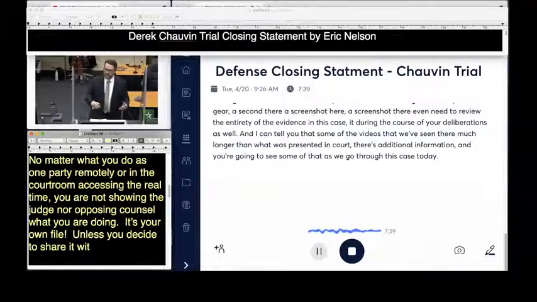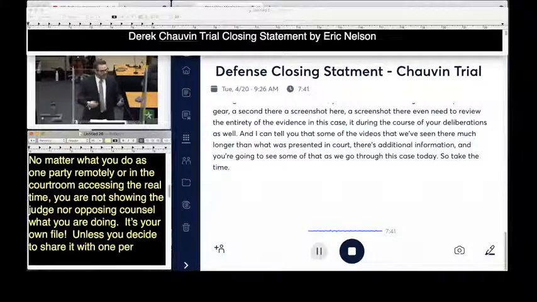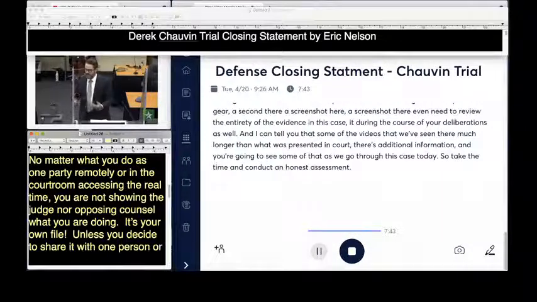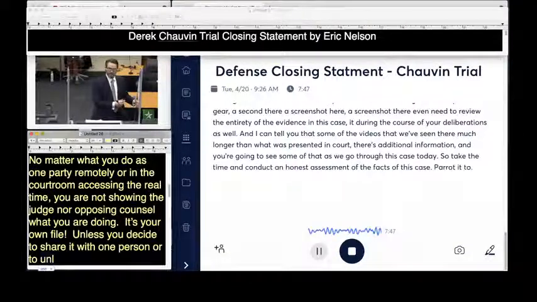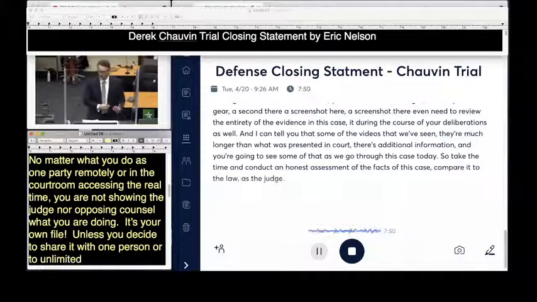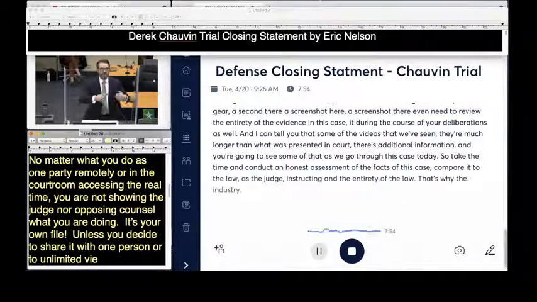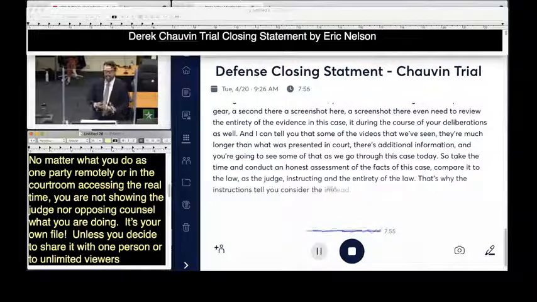So take the time and conduct an honest assessment of the facts of this case, compare it to the law as the judge instructs you, and the entirety of the law. That's why the instructions tell you, consider the instructions as a whole.